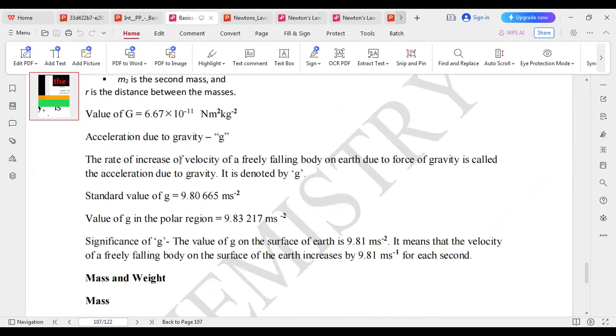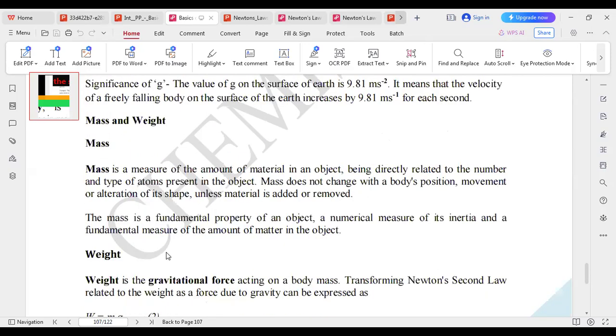Now, acceleration due to gravity is g. The rate of increase of velocity of a freely falling body on Earth due to the force of gravity is called the acceleration due to gravity. It is denoted by g, and the standard value of g is 9.80665 meter per second square. The value of g in the polar region is 9.83217.